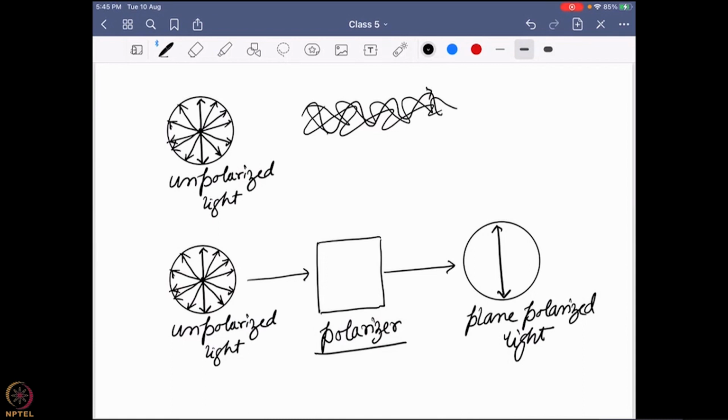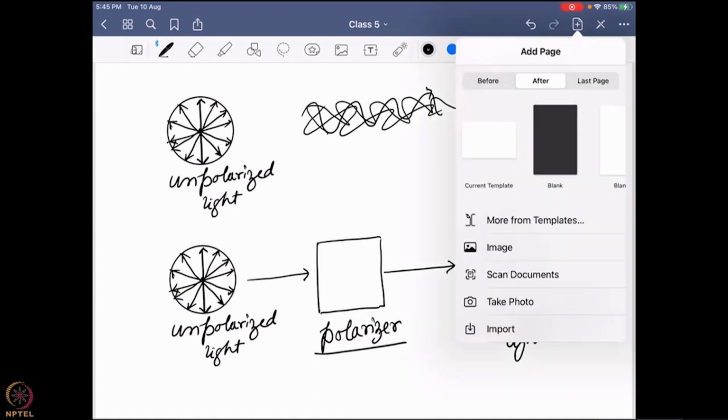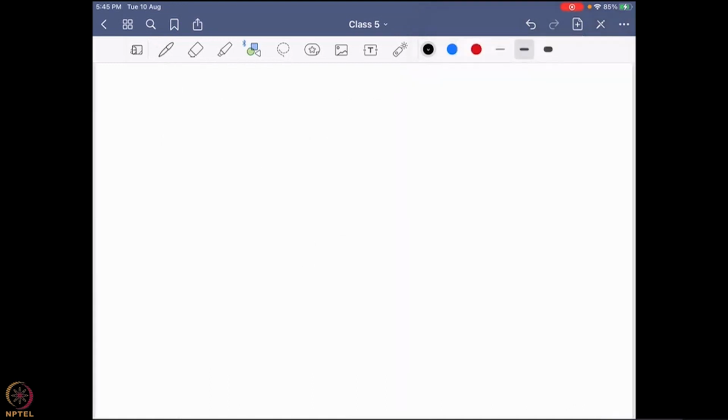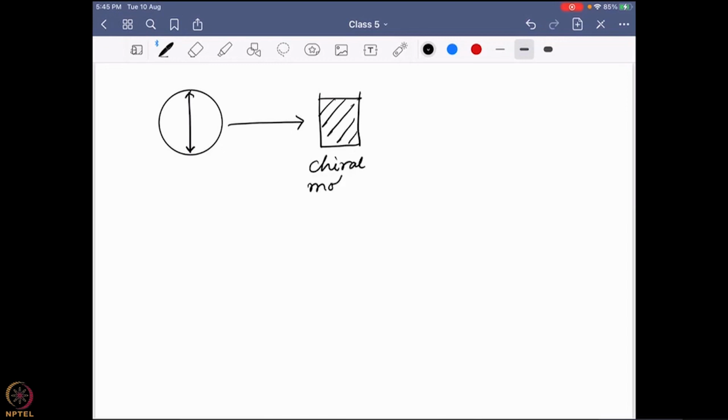So again, it is the electrical field coming through only one particular direction. Now what happens is the following. If you take this plane polarized light and now pass it through a chiral sample, a chiral molecule in a sample, it is very similar to what you do in optical spectroscopy. But instead of any unpolarized light, now you are using a polarized light.